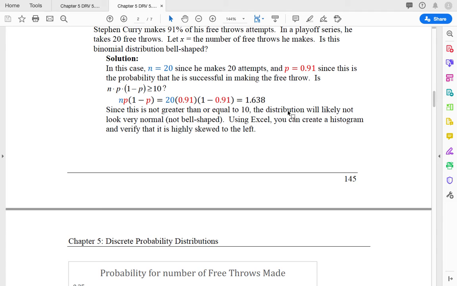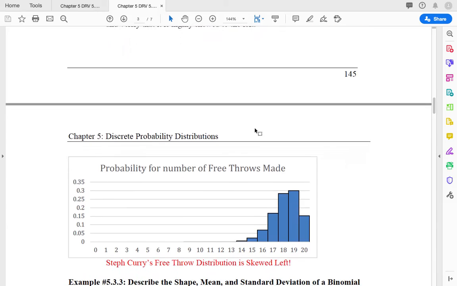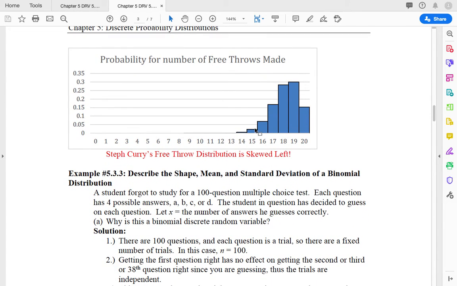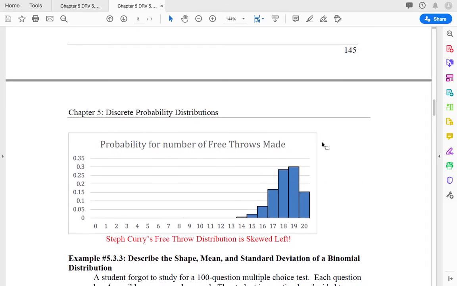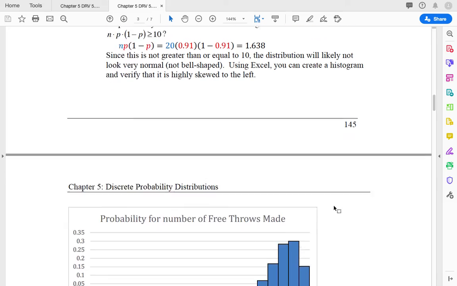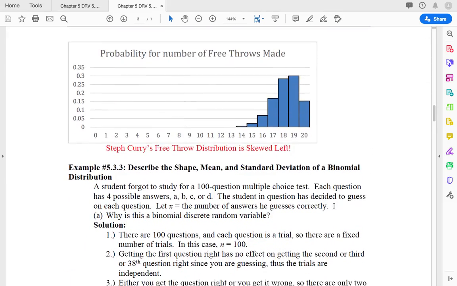It's probably going to be pretty skewed. So if we used Excel, we can create a histogram that's pretty likely skewed to the left, and this is the one that I made. This is the probability for the free throws that he makes, and you can see it's definitely skewed off to the left here. So it's not very bell-shaped. And the fact that this was not 10 means that it's not going to be likely bell-shaped, and it's not.